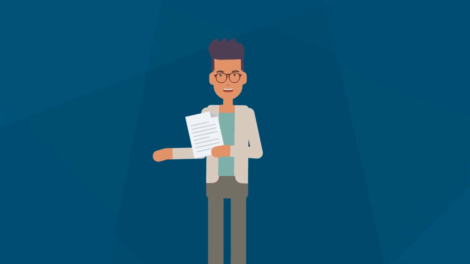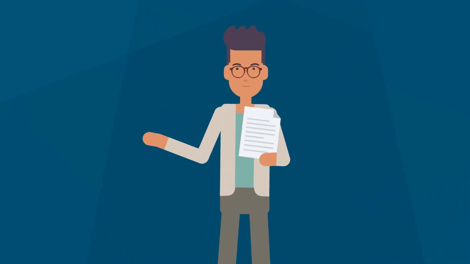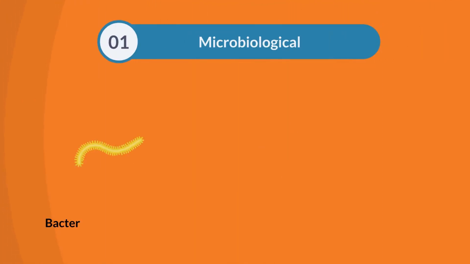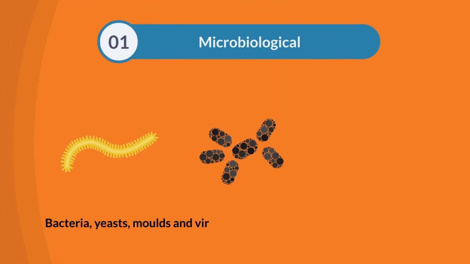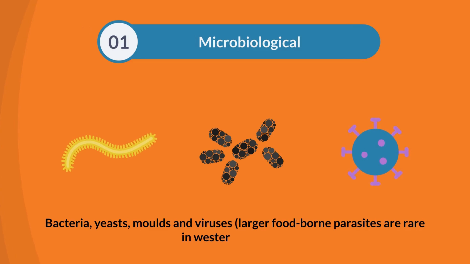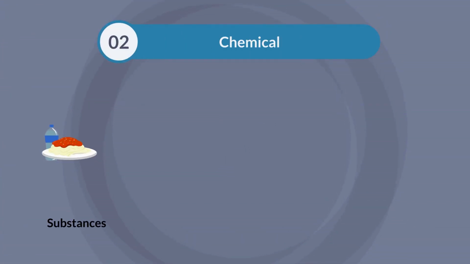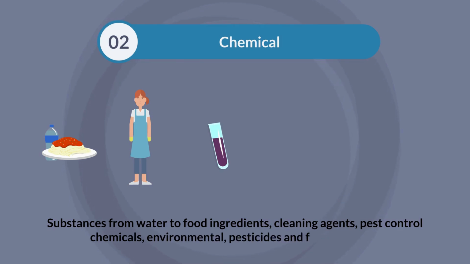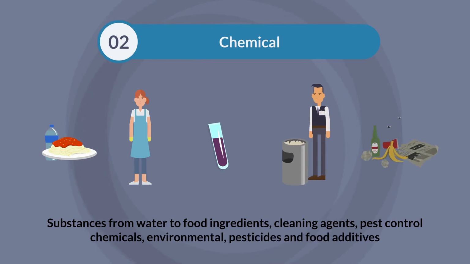Now let's talk about the types of contamination. There are mainly 4 types: microbiological, bacteria, yeasts, molds and viruses. Larger foodborne parasites are rare in Western societies. Chemical, substances from water to food ingredients. Cleaning agents, pest control chemicals. Environmental, pesticides and food additives.